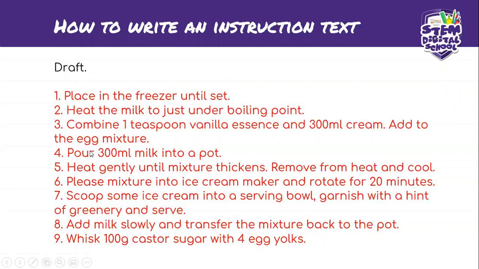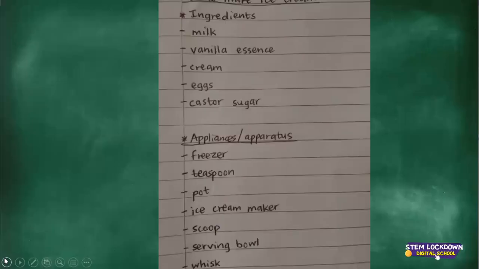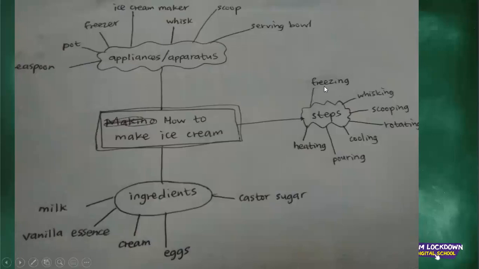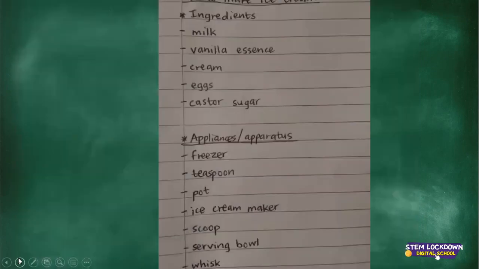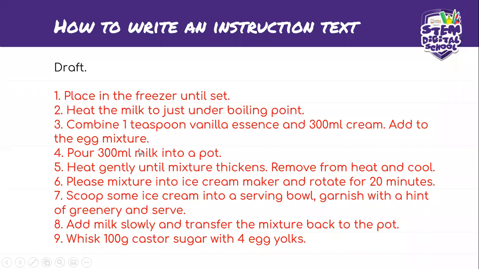So this is my draft. I was just writing what came to mind when I was looking at my planning. Since I said there will be some freezing, I know that something will need to be frozen until it is set. But before anything is placed in the freezer until it sets, there should be something which should be done. If you read it, you realize that it is not in order, and you will also see that there are some grammatical errors.